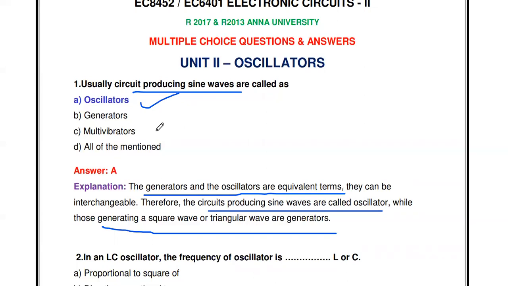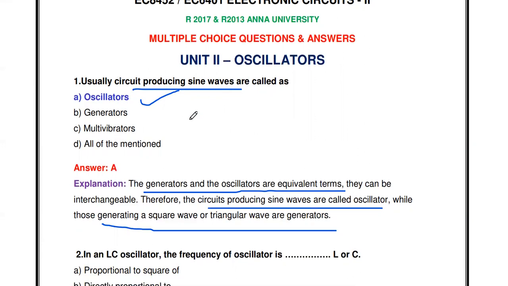We will see the multivibrator in the fourth unit. There are three types of multivibrators: monostable, astable and bistable. Based on the trigger, that circuit will generate some oscillation. So the circuit producing the sine wave is called an oscillator.